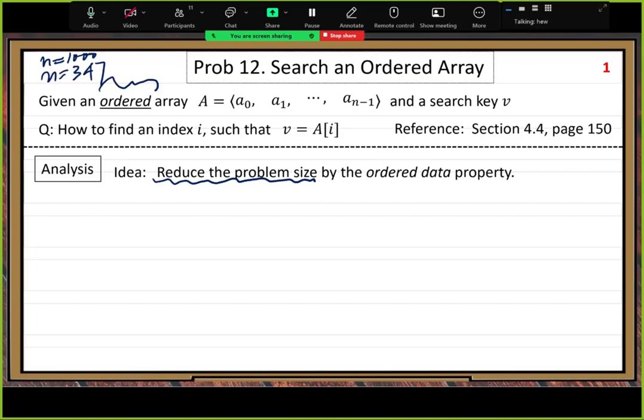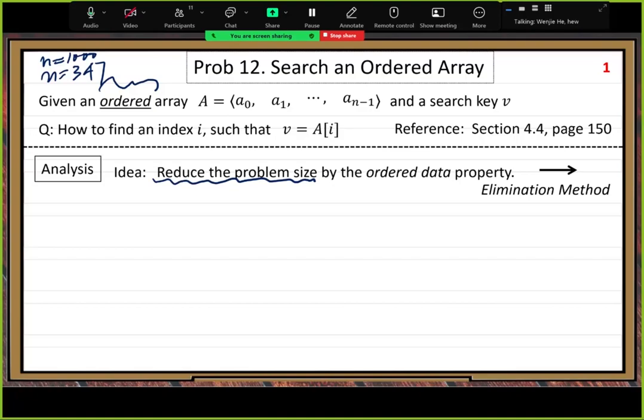But in general, here we talk about in general, when the problem size becomes smaller, the difficulty of the problem will be easier. Here, in our binary search, we try to make use of this property. Now, reduce the problem size by the elimination method.